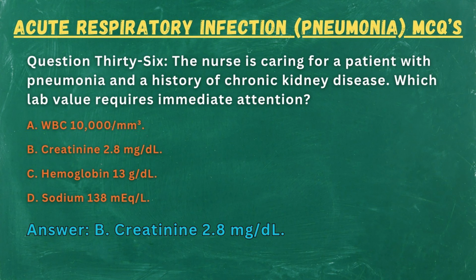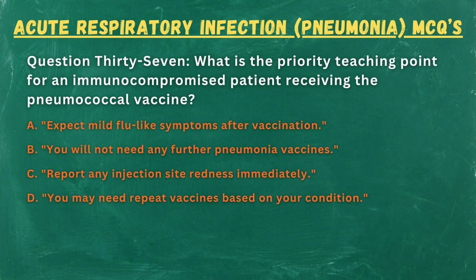Answer. B. Creatinine 2.8 milligrams per deciliter. Question 37. What is the priority teaching point for an immunocompromised patient receiving the pneumococcal vaccine? A. Expect mild flu-like symptoms after vaccination. B. You will not need any further pneumonia vaccines. C. Report any injection site redness immediately. D. You may need repeat vaccines based on your condition.